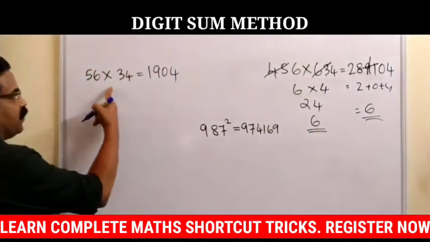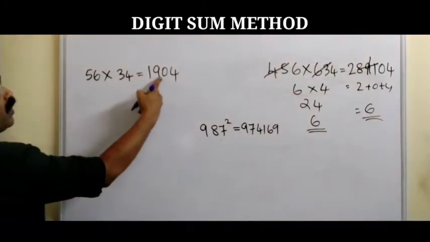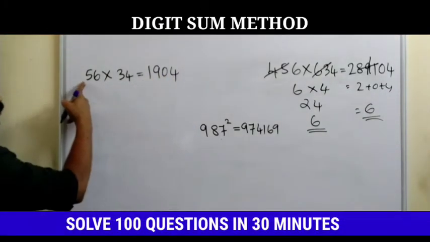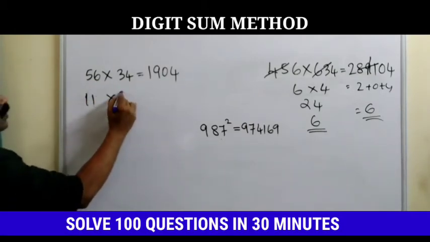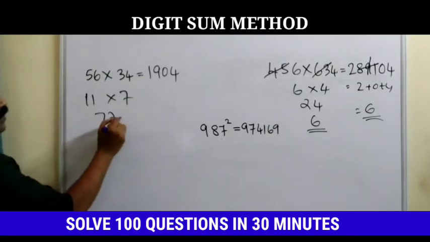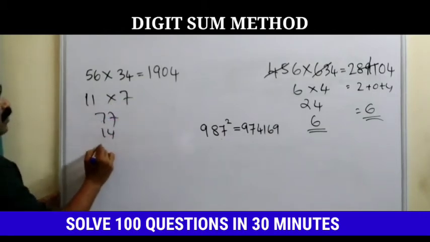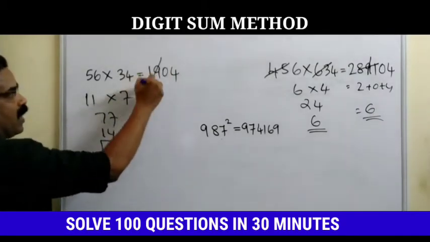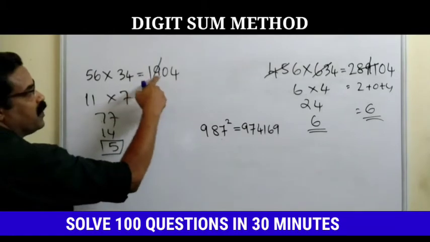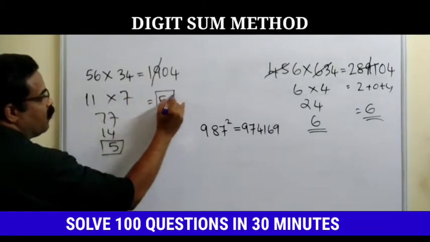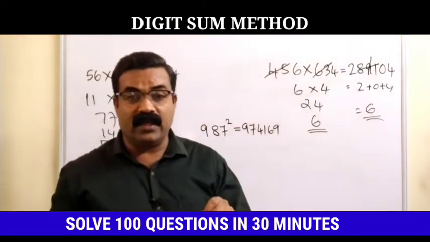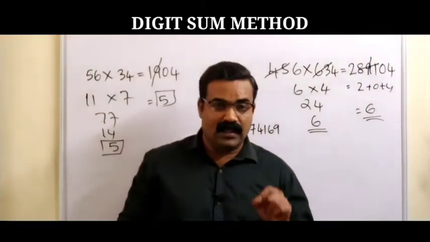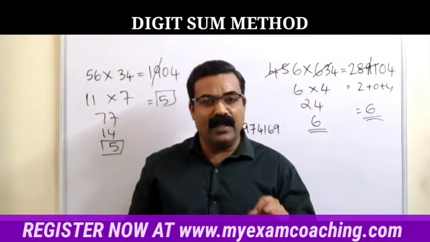Let us go to this question: 56 multiplied by 34 is equal to 1904. Is the answer correct or not? 5 plus 6 is 11, 3 plus 4 is 7. 11 into 7 is 77, which means 7 plus 7 is 14, and 1 plus 4 is 5. I got 5 on the left hand side. On the right, the 9 you can cancel. 1 plus 0 plus 4, 1 plus 4, is 5. So the right hand side is also 5. LHS is equal to RHS, so the answer is correct. With this method you can check whether the given answer is correct or not. This method is called the digit sum method. Very powerful technique.